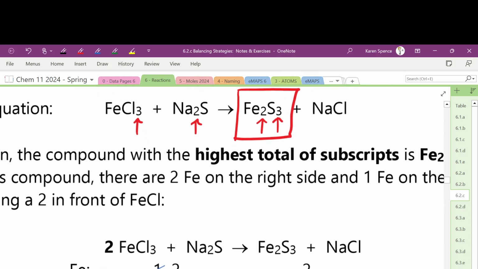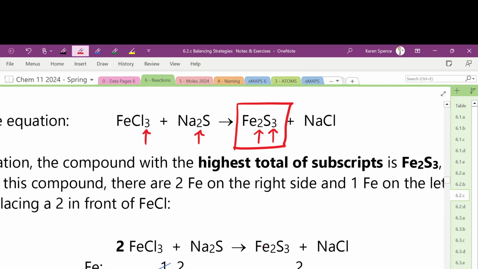Okay. So what we're going to do is leave the Fe2S3 alone, and we're going to first deal with this little 2 here. And so we're going to put a 2 in front of the FeCl3. That gives us now 2 irons, and 2 times 3 is 6 chlorides.